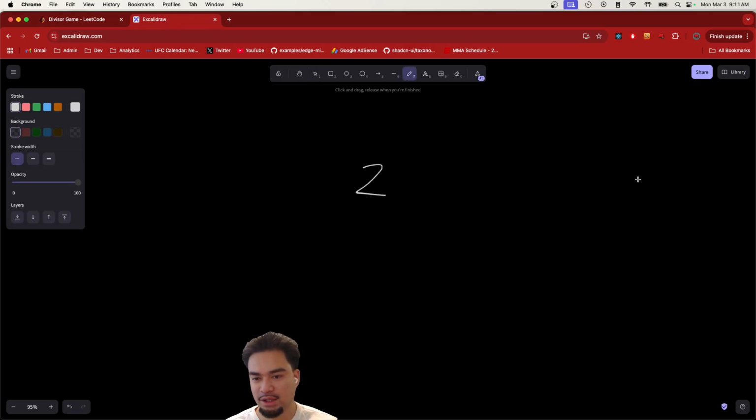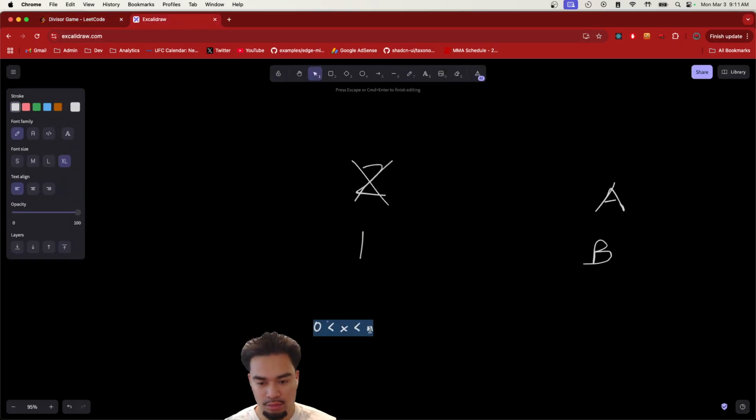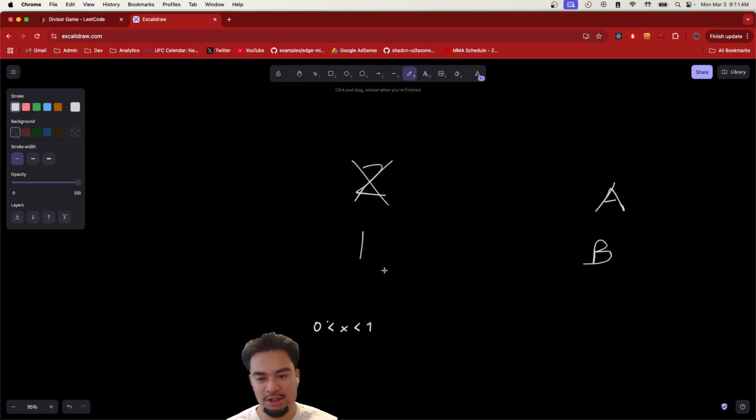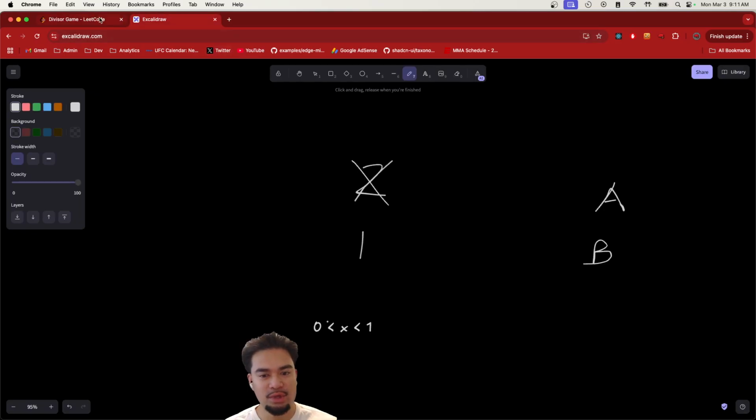And it's Alice's turn. If Alice chooses 1, we subtract this and Alice gets 1, right? Now it's Bob's turn. Bob has to choose any number between 0 and 1. Any whole number. And you can see there's no whole number between 0 and 1. So Bob actually doesn't get any moves. So Bob loses. So that's essentially the game.